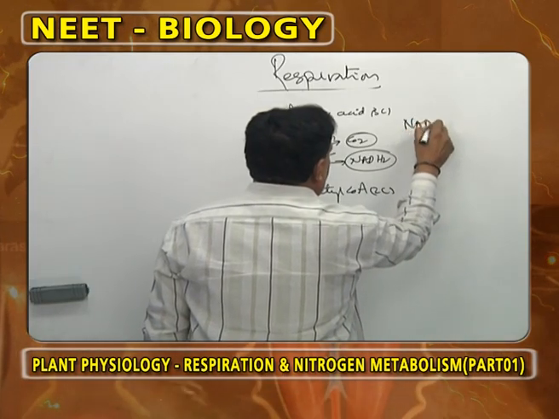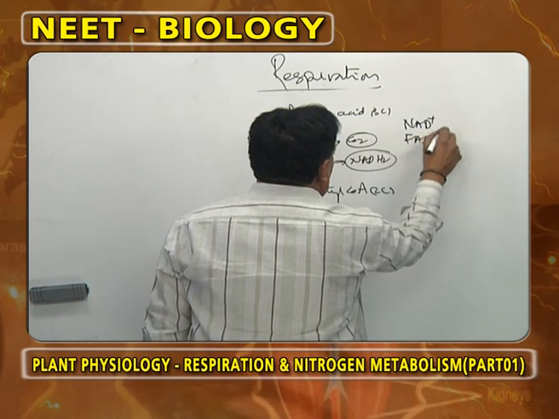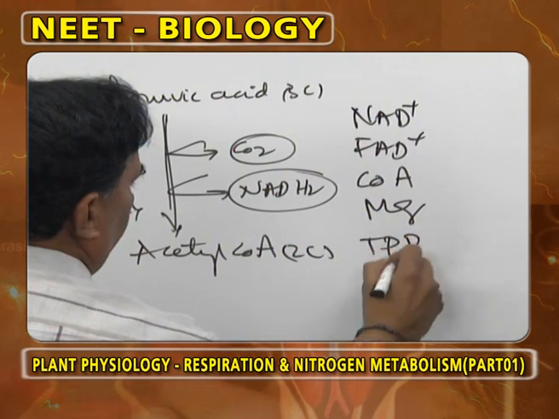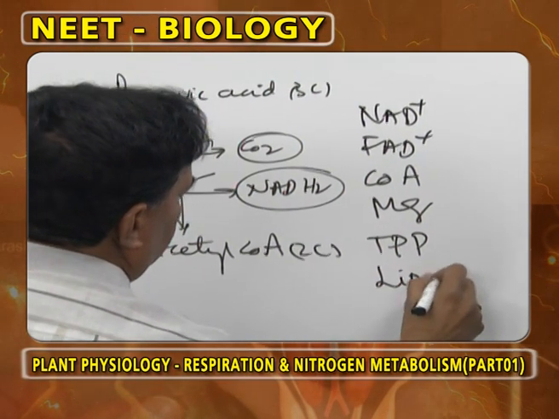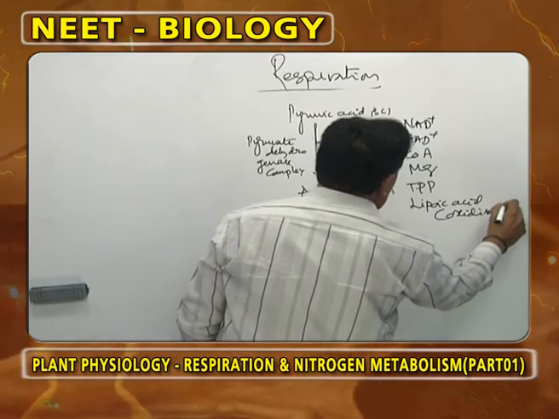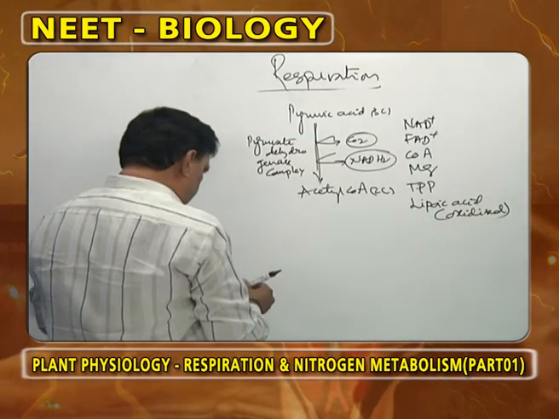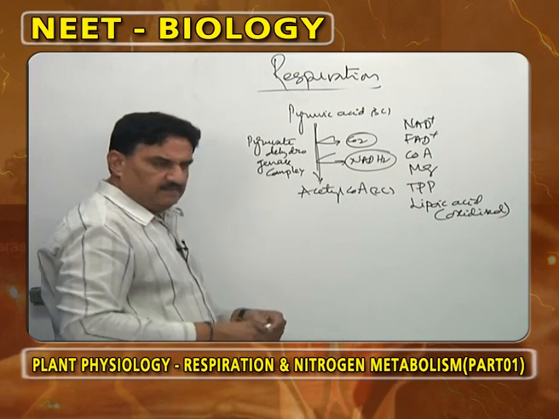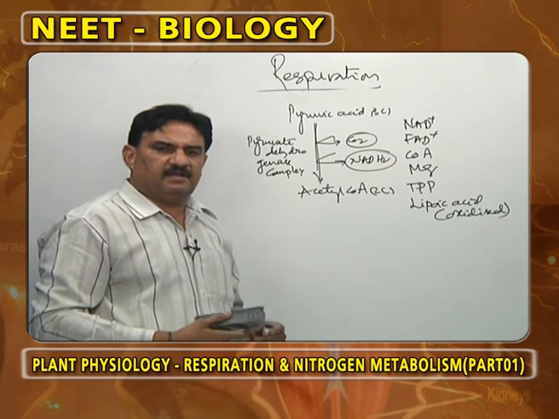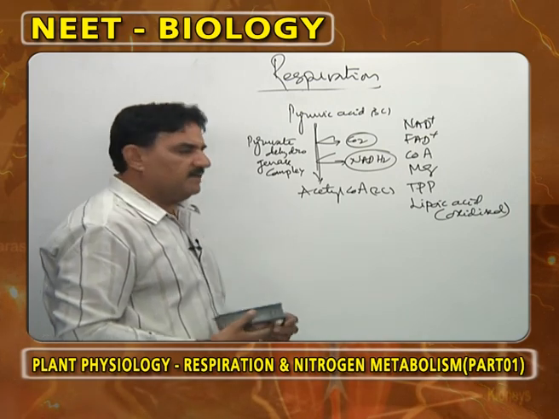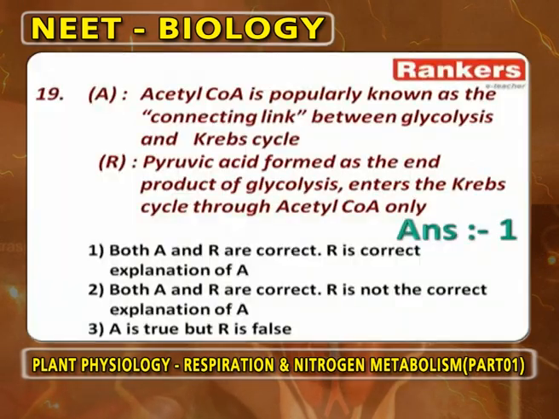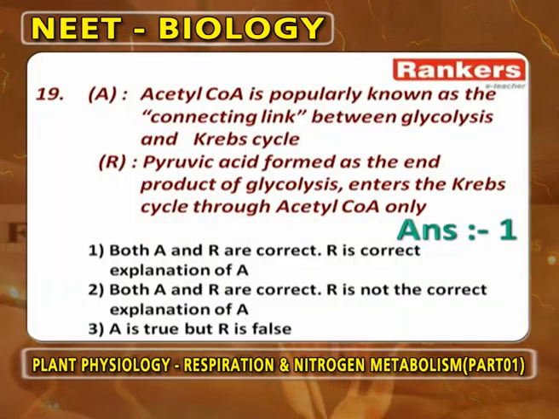6 cofactors help in this process: NAD plus, FAD plus, coenzyme A, magnesium, thiamine pyrophosphate and lipoic acid which is oxidized. Pyruvate dehydrogenase is not a single enzyme, it is a combination of 3 enzymes: dihydrolipoyl transacetylase, dihydrolipoyl dehydrogenase and pyruvic decarboxylase. This is called link reaction, and in the link reaction pyruvic acid converts into acetyl CoA.